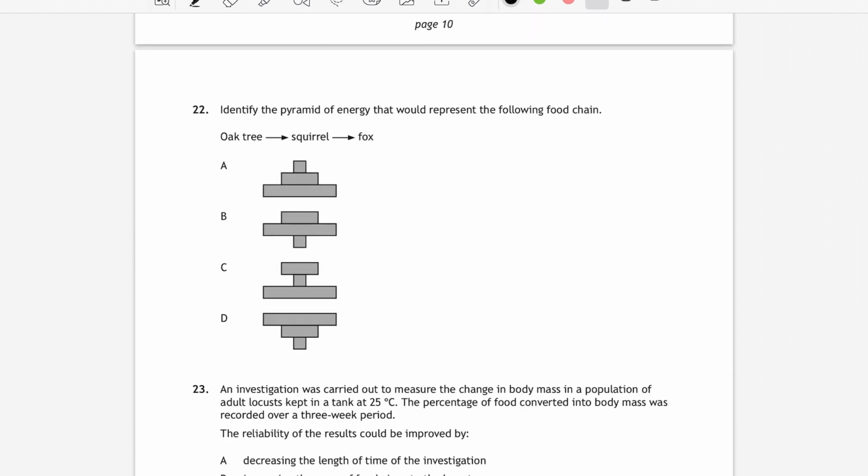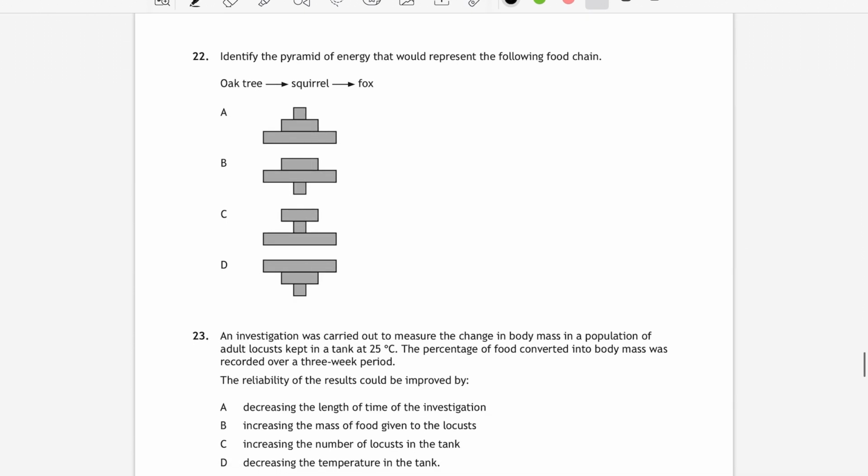Okay, number 22. Identify the pyramid of energy that represents the following food chain. We've got an oak, a squirrel, and a fox. So have a look at these pyramids and have a think.